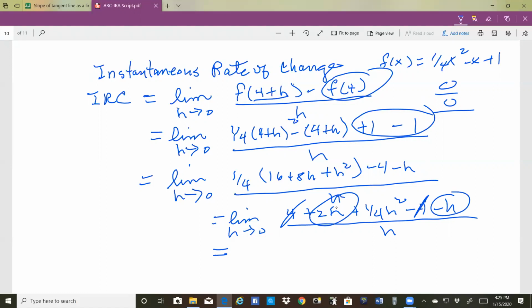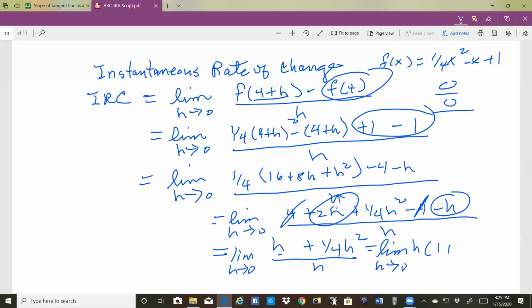2h minus h, which is h, plus 1/4 h squared divided by h. We want the limit as h approaches 0. And we can factor out an h here. We get h times 1 plus a quarter h divided by h. The h is canceled, and the h being 0 is no longer a problem. As h goes to 0, the limit is 1.